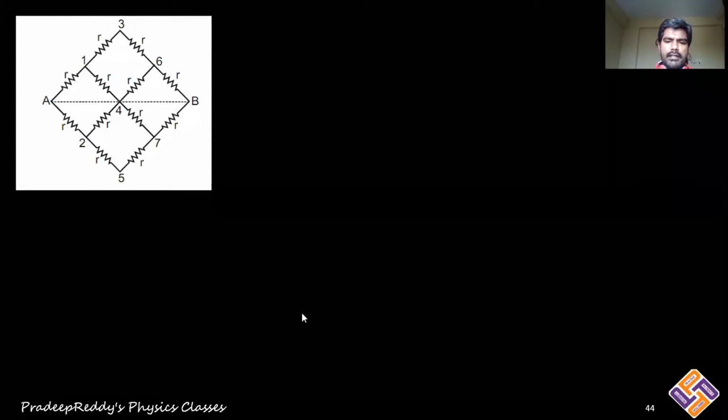So see here, there are many resistors which are connected in series as well as parallel, but you cannot exactly decide which are connected in series and which are connected in parallel. Can you? Of course you cannot. These two are connected in series, you can tell that. These two are connected in series, you can tell that. But what about the remaining ones?